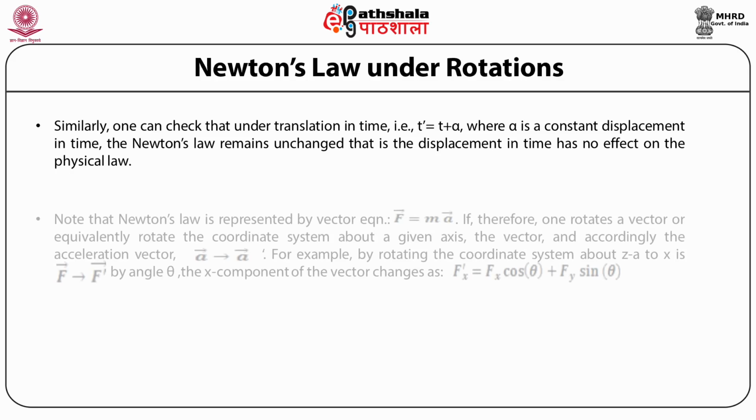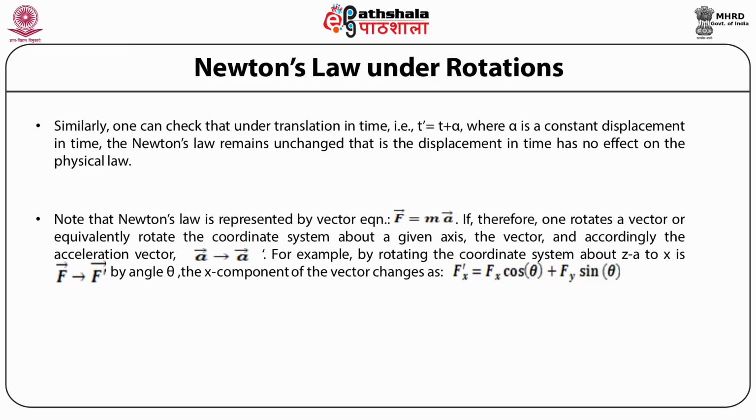Here, it is important to note that Newton's laws are represented by the vector equation force is equal to mass times the acceleration. So, therefore, if one were to rotate a vector or equivalently rotate the coordinate system about a given axis, the force vector and accordingly the acceleration vector A would undergo a transformation. That is, vector A would change to vector A prime.